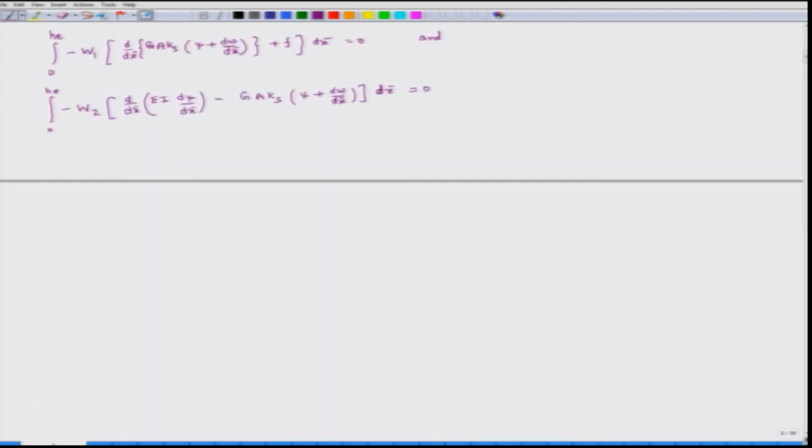Okay. So, please note that W1 and W2 are weight functions. So, they are not constants, they are weight functions, and they are mutually independent. It is not that W1 is a linear multiple of W2 or something like that. So, it is an independent weight function. So, now what we do is we integrate these equations by parts.